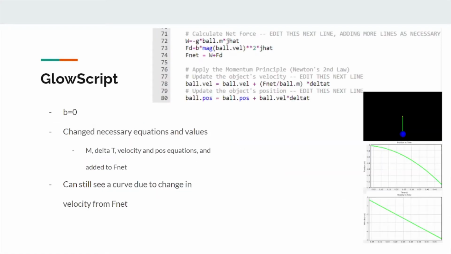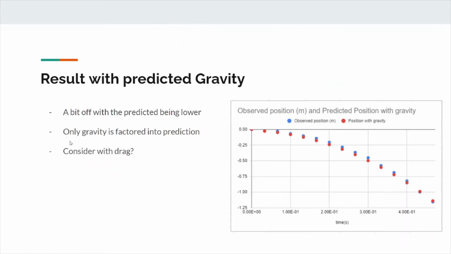While using GlowScript, I edited the initial position, mass, velocity, and corrected the equations to update the position, velocity, and F net. With this predicted model, one can see a nice curve that demonstrates a change in velocity. Here, I compare the results from the predicted model to my observed model, and we see the prediction is a bit off since this model does not account for drag.